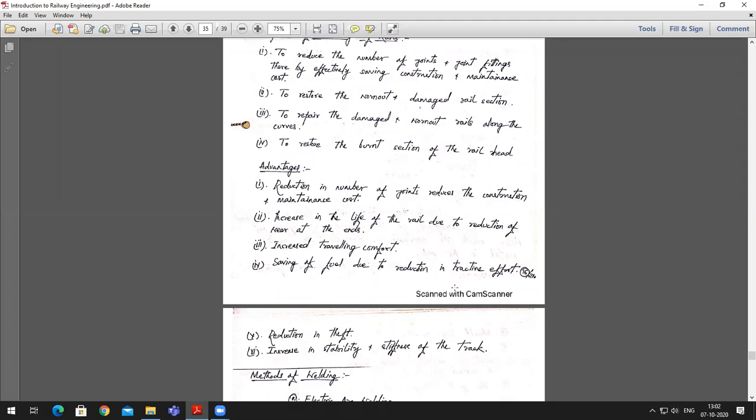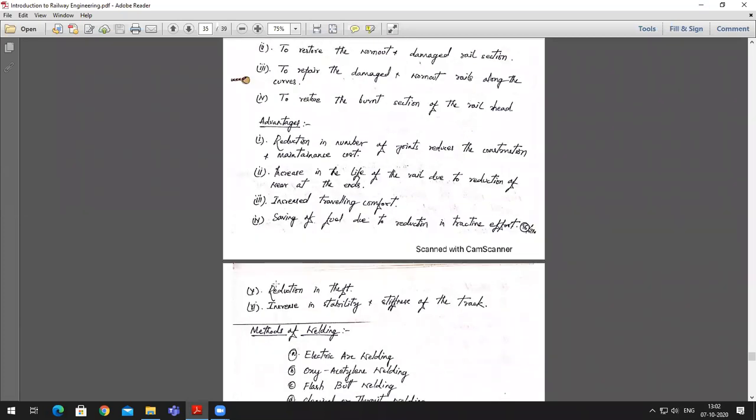Saving of fuel due to reduction in the tractive effort can also be seen if you have welded rails. Next is reduction in theft. In the olden days, people were very keen to steal these rails because they were of very high quality. Very good quality metal would be obtained, and if you sold it, it would make a lot of money for those people.